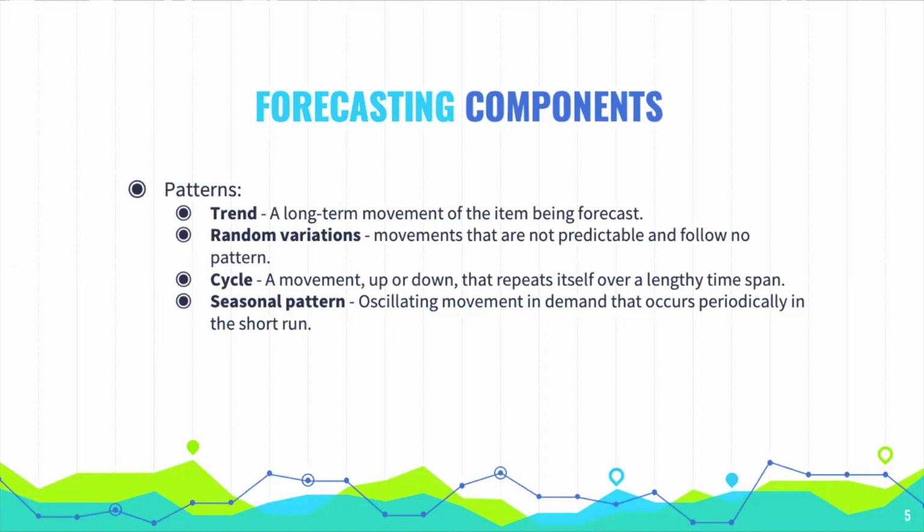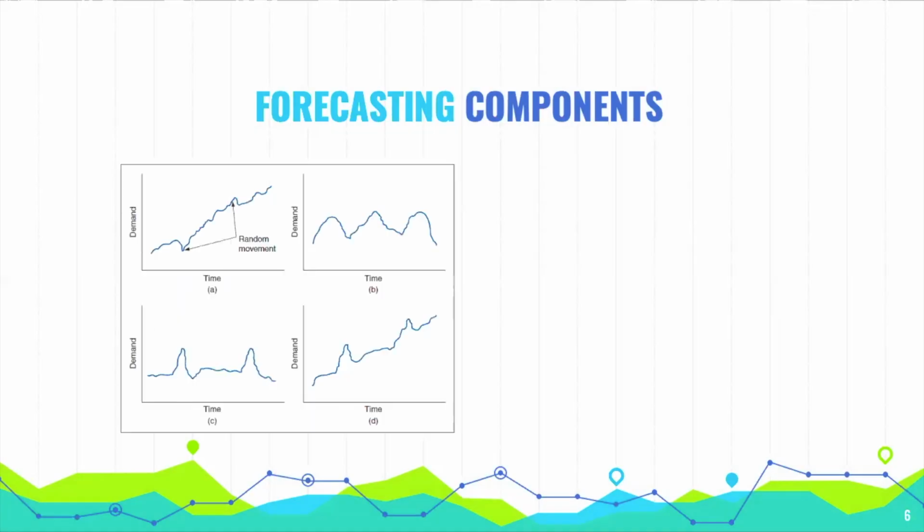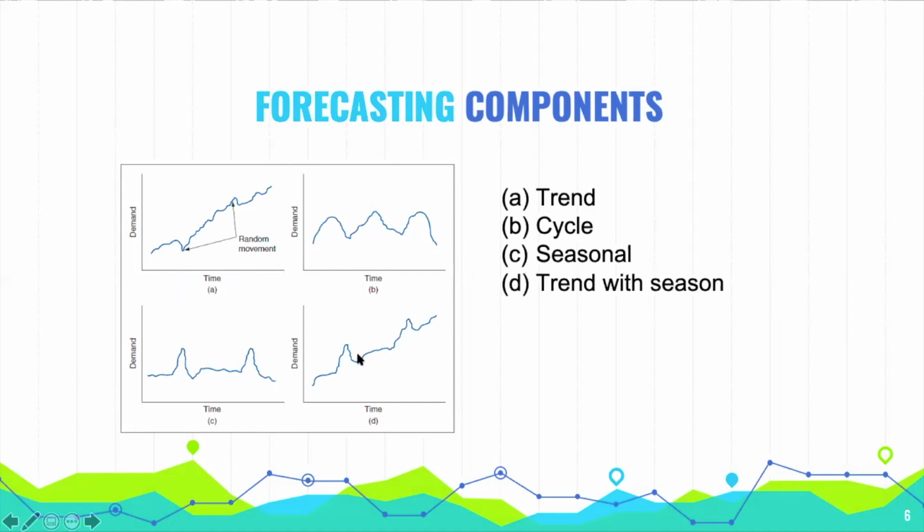If we put it in a graph, this will be how these forecast patterns will look like. Letter A graph, as you see here, this is a trend. This one here that goes up and down is a cycle. This one here, letter C, this is the seasonal pattern. And on letter D, this is the pattern of trend but with season. So iba-iba yung itsura ng mga patterns natin when it comes to forecasting.